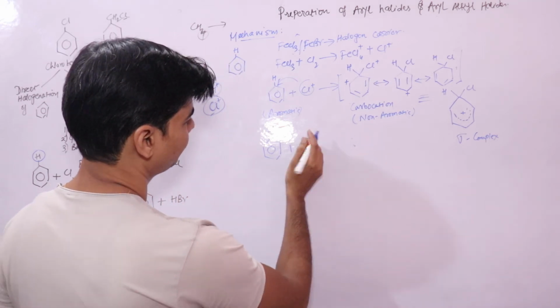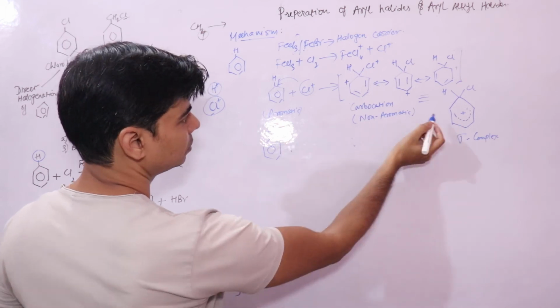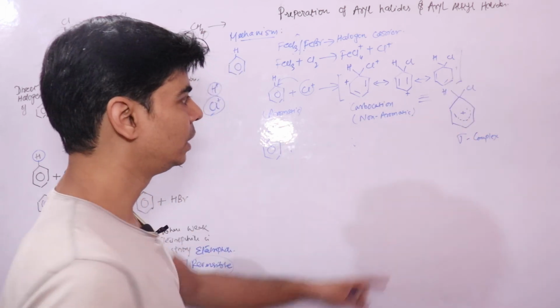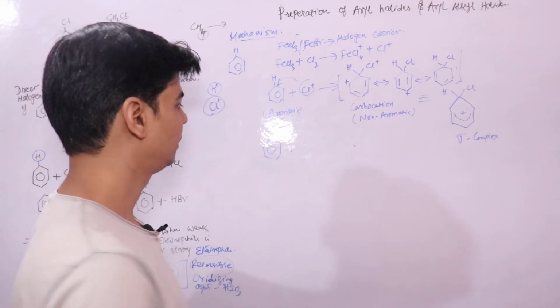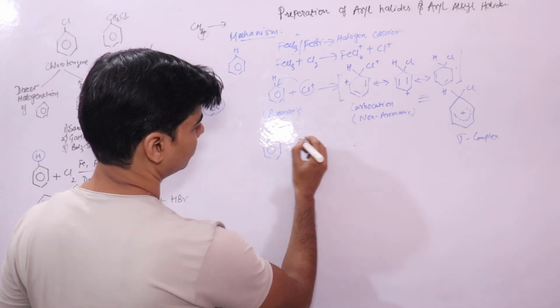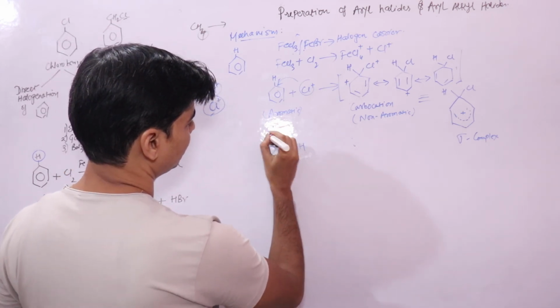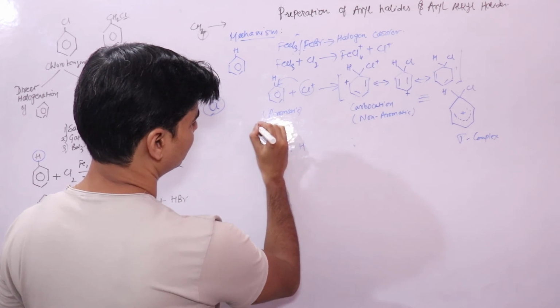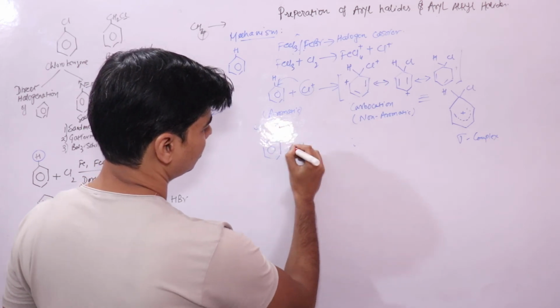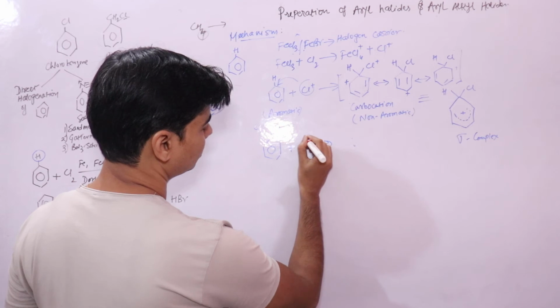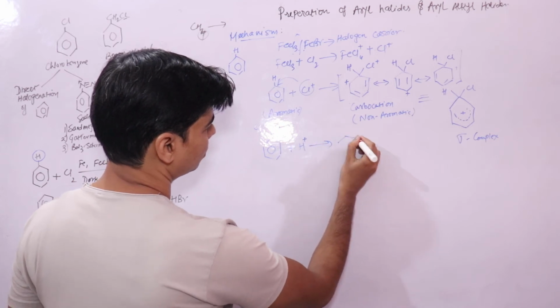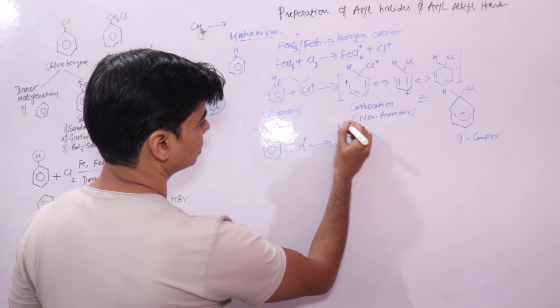Let's write it like this. This sigma complex will lose a hydrogen ion to form your chlorobenzene. This is how it gets formed.